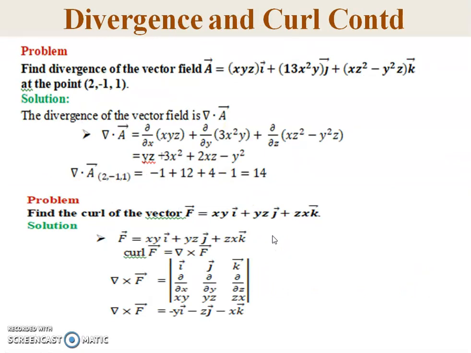Okay, no problem. Find divergence of the vector field A vector as given at the point (2, -1, 1). So the divergence of vector field means simply del dot f. Divergence means always del dot. Del dot given vector A vector. Okay. How to find del dot A vector?